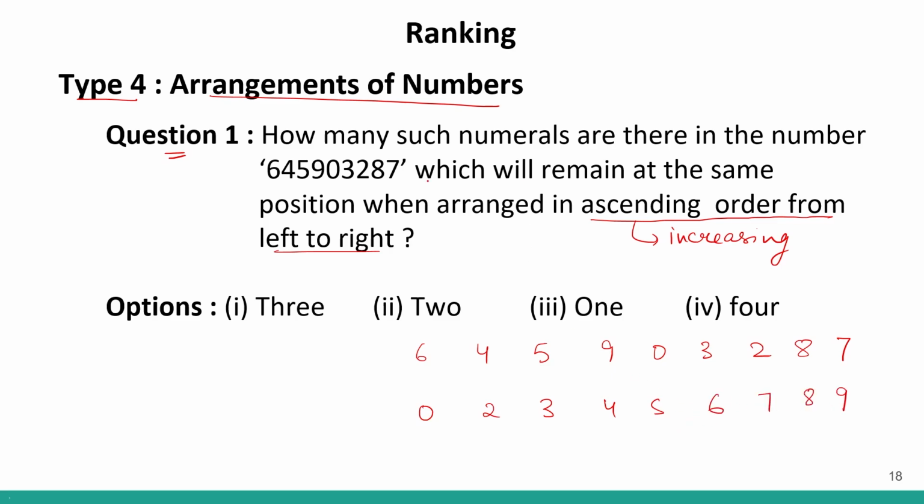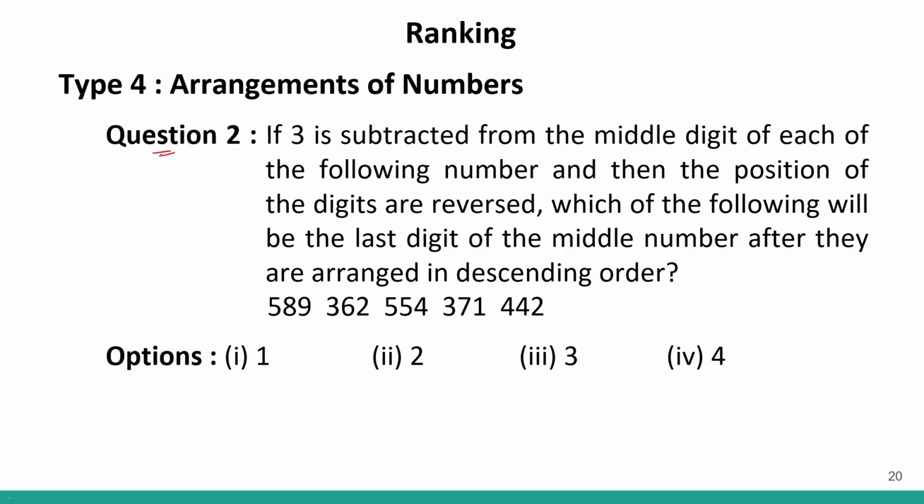We have to find out how many numbers will remain at the same position. So if I look at these numbers, I can see only 8 being at the same position. The rest of the positions have changed. So my answer will be option number 3, 1. Clear? Now, moving on to question number 2.